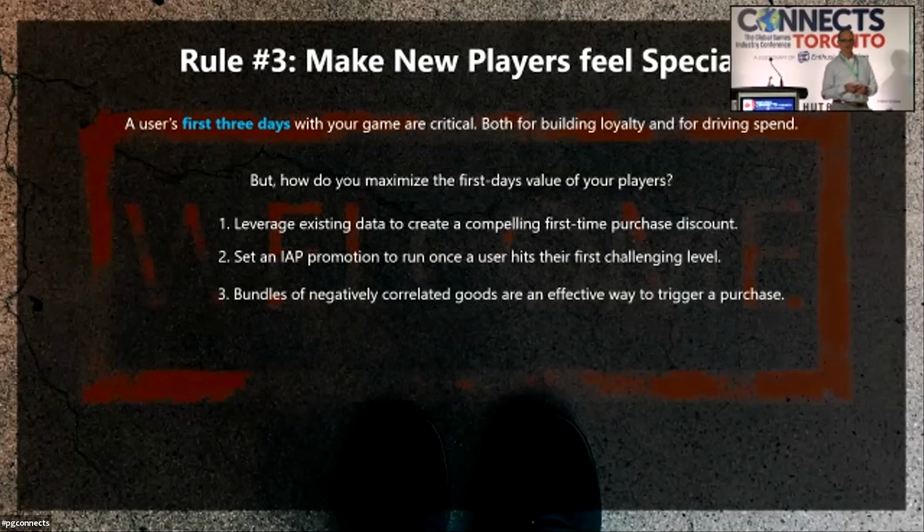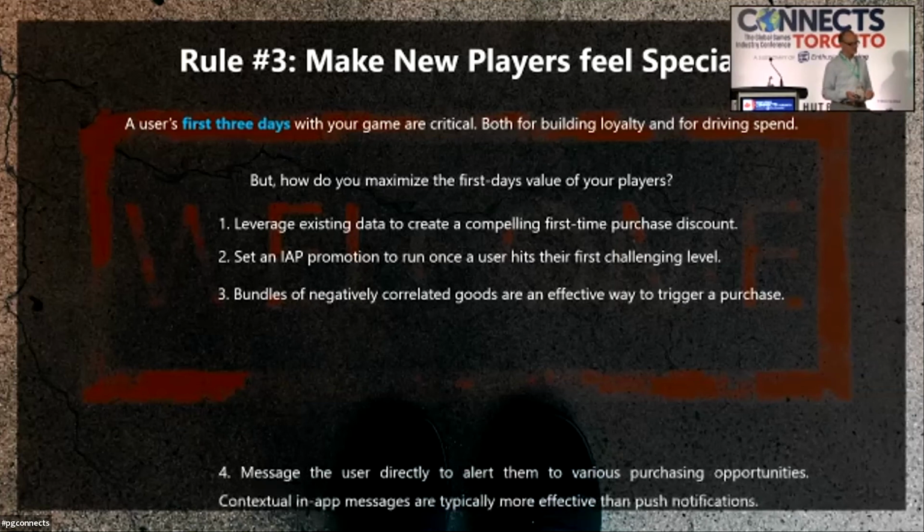Create bundles of negatively correlated goods. What's a negatively correlated good? This is two items that people might not actually purchase together. Think of a medieval fighting game. If someone buys the broadsword, they're not going to buy the short sword. So let's package those together and present it as a very steep price discount. The player just thinks, wow, what a great deal. As long as it's more expensive than the one item, you're ahead. And the player actually feels really good about their purchase, so they're feeling better about your game. As soon as someone makes a purchase, they're more likely to purchase again, right? So again, our goal here is to get that first purchase.